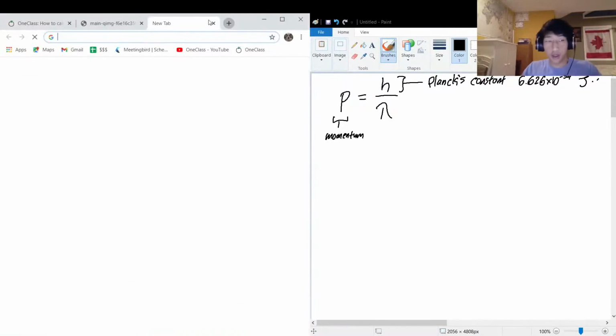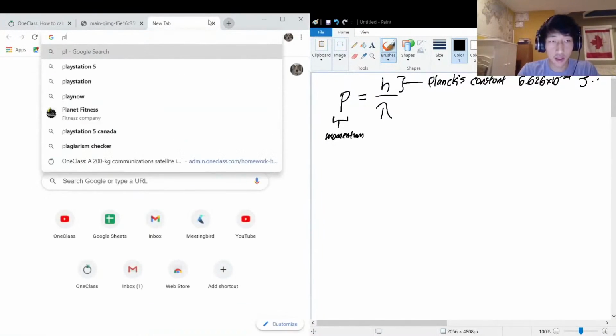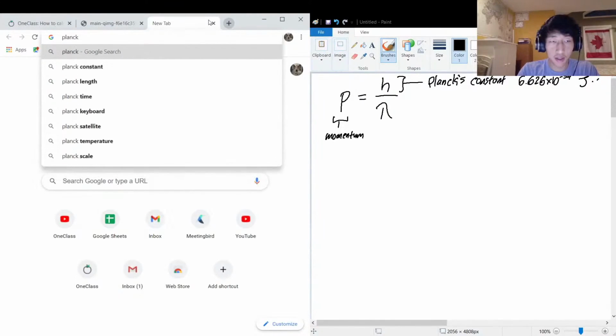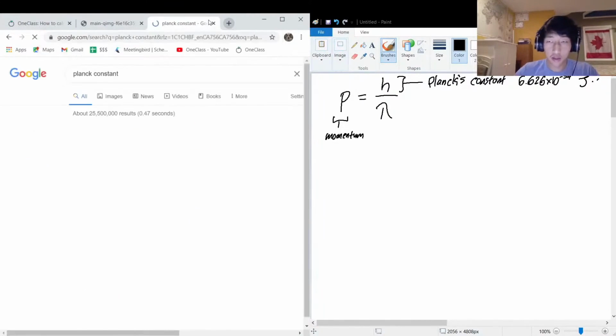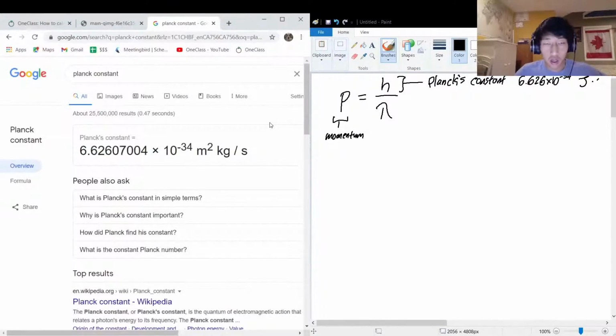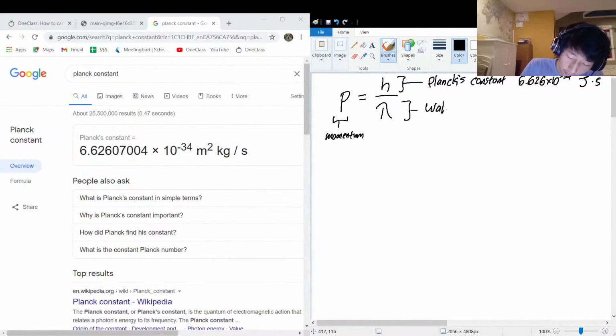Let's search that up real quick. What's Planck's constant? Planck constant. Meter squared per kilogram per second. That's the same as joule seconds. And here, this is a wavelength.